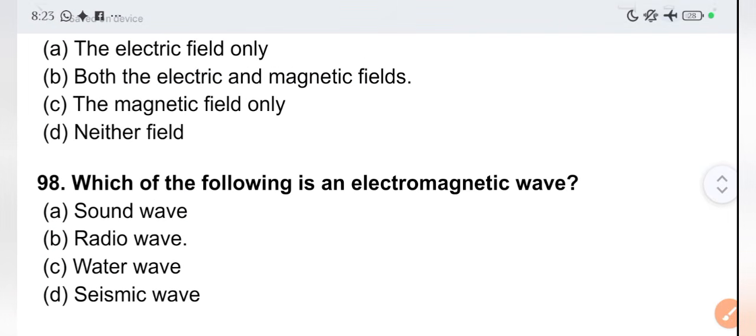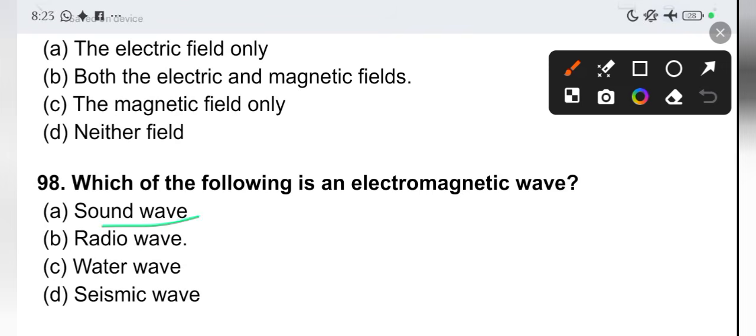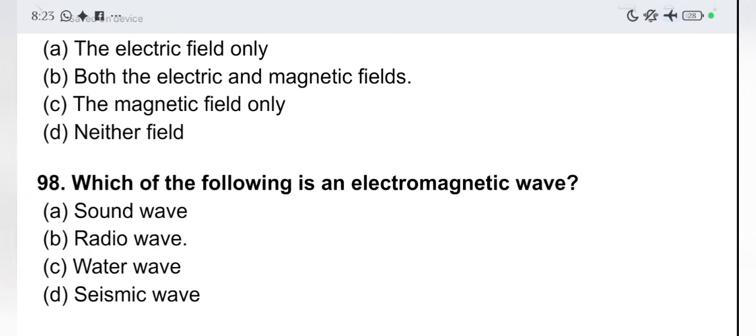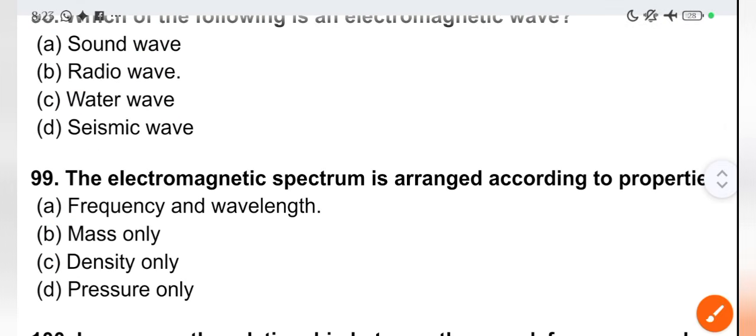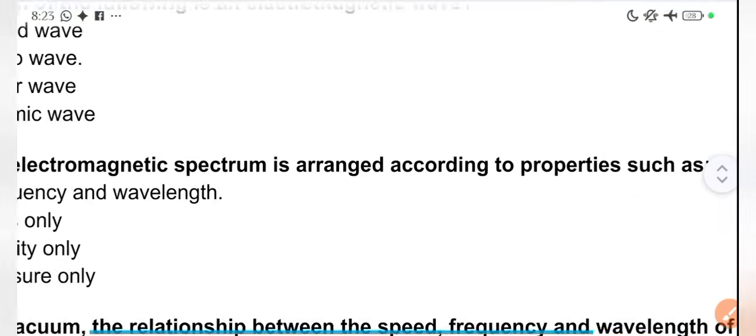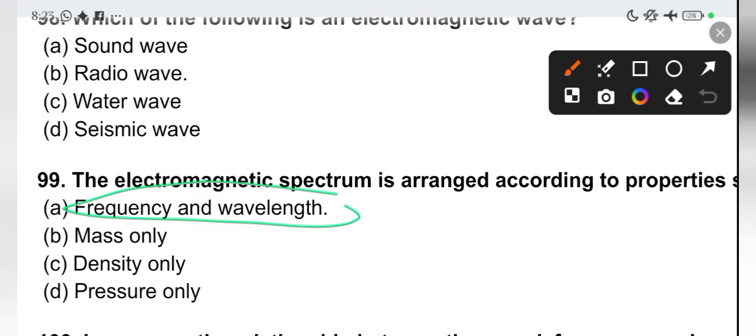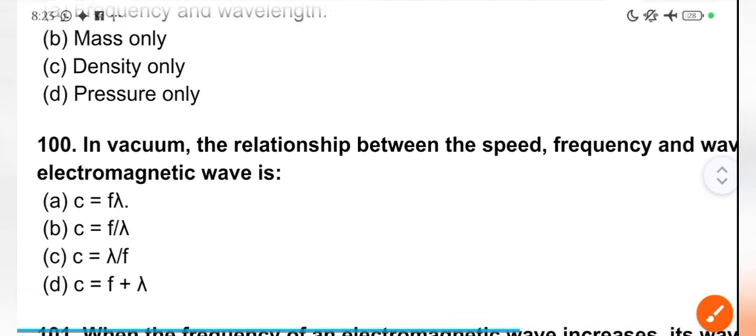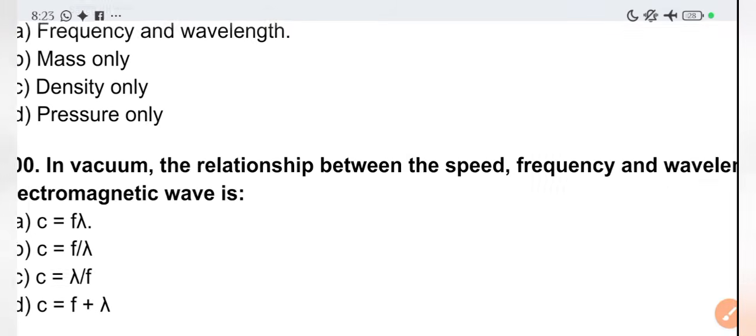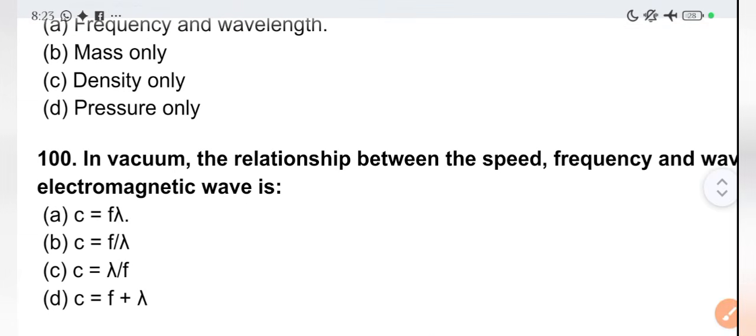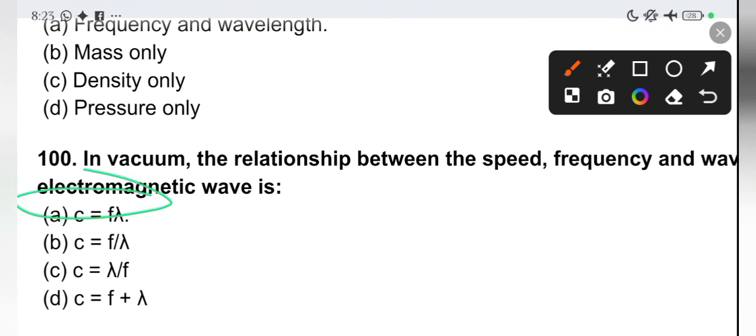Now, see, which of the following is an electromagnetic wave? Radio wave. The electromagnetic spectrum is arranged according to properties such as frequency and wavelength. In vacuum, the relationship between the speed, frequency, and wavelength of an electromagnetic wave is represented as: the speed, c, is equal to the frequency times the wavelength.